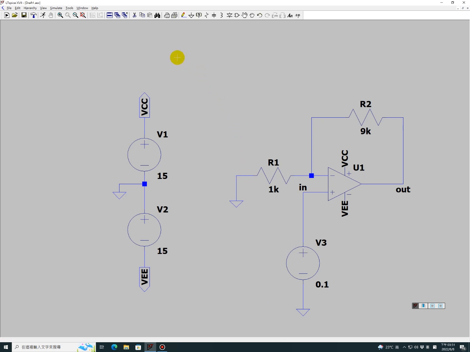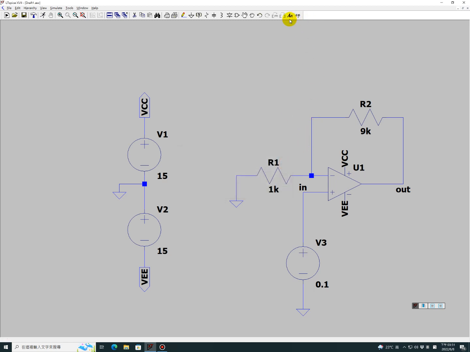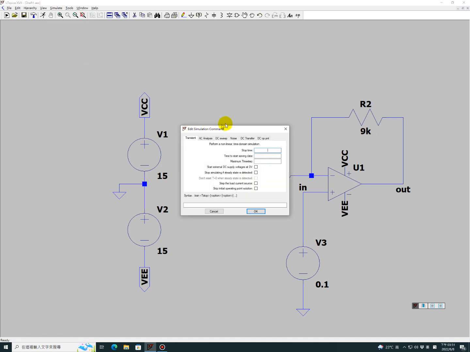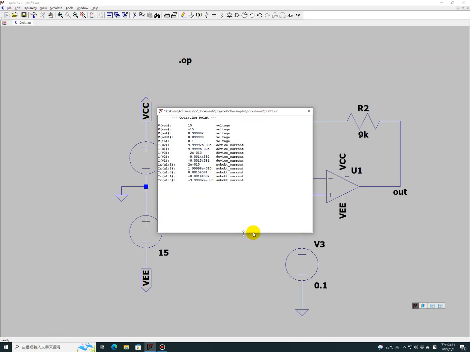So let's check how you can get the result. Go here, DC op point, and run it. Now you can find out Vout is 0.999992. Of course, it's not 1 volt, but the input is 0.1, so 10 times should be 1, right? Why isn't it 1? Because the gain is not infinite.